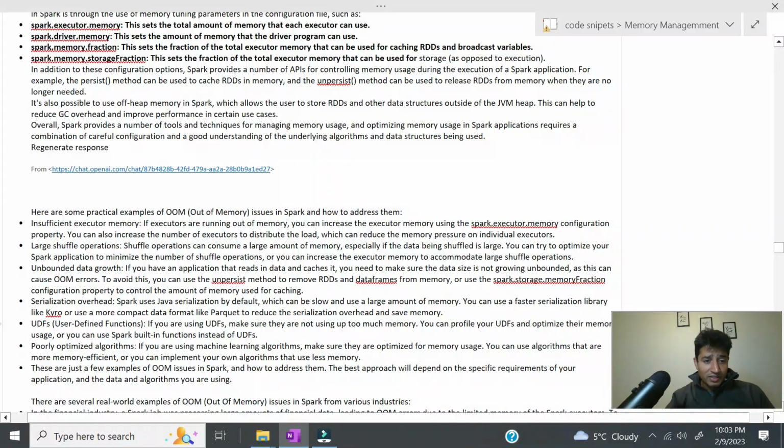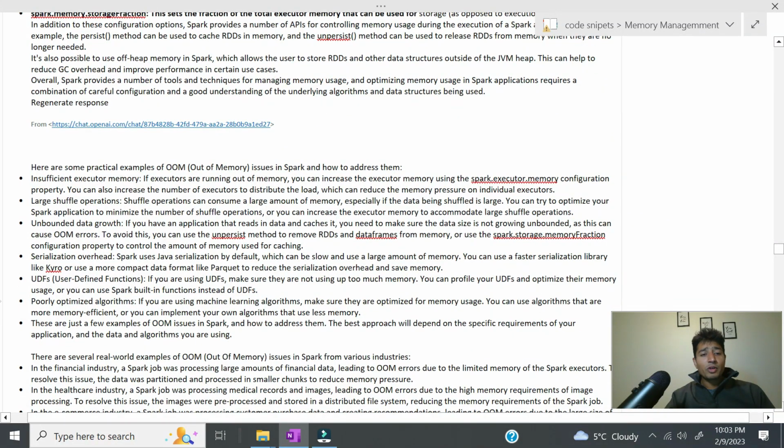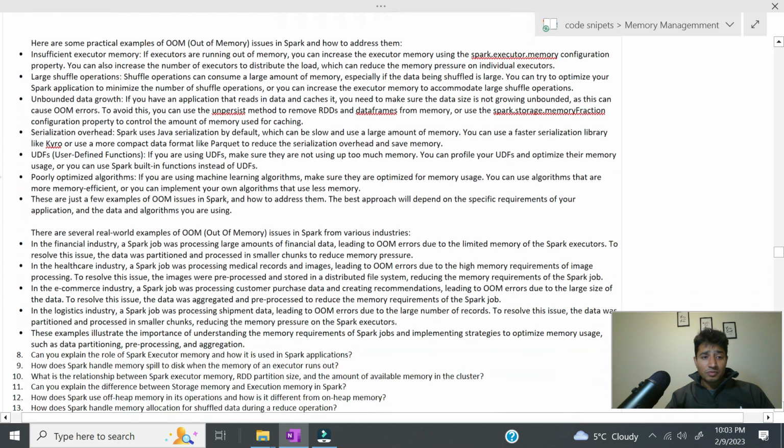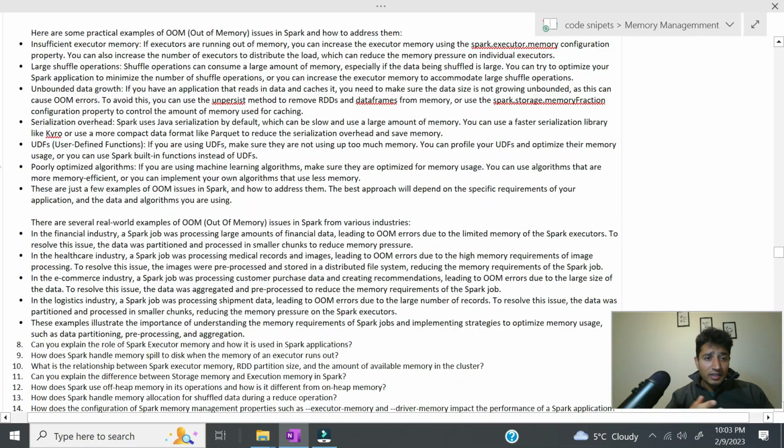So I think we have covered that. Okay, if we talk about some practical examples, if somebody asks you what are some practical examples of OOM or out of memory issues in Spark and how to address them, one of the most important reasons is insufficient executor memory. If there is less executor memory, there will be an out of memory issue. You can increase the executor memory by the spark.executor.memory configuration.